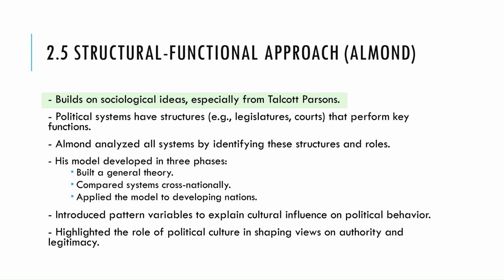The main idea here is that every political system has certain structures, like legislatures, courts, or executives, and these structures perform specific functions to keep the system running. Almond argued that we can analyze any political system, whether Western or non-Western, by identifying these core structures and the roles they play. His model went through 3 phases of development.